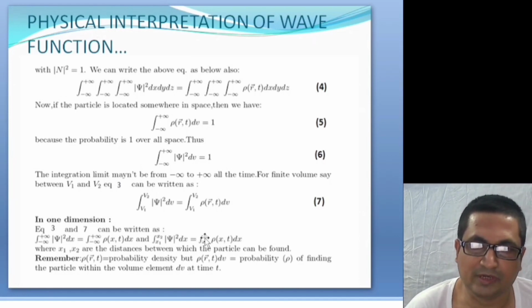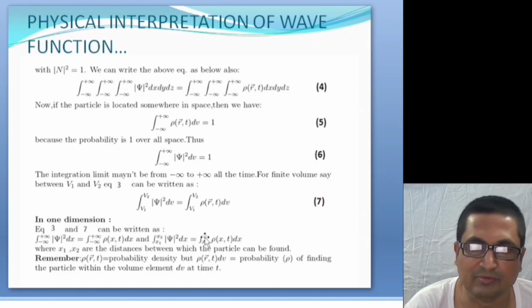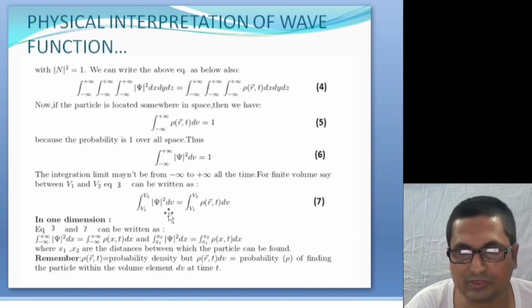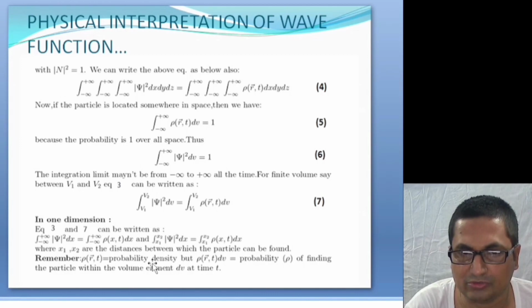So we conclude that the wave function on its own has no physical meaning. It's a complex quantity, but if you take the modulus square of it, it represents the probability density, and if you multiply this modulus square with some volume element, then it represents the probability of finding a particle within that volume element. This is what we have shown here. Rho is simply probability density, but rho dV is the probability of finding a particle within the volume element dV at a particular time t. Also, if instead of dV we put dx, then rho dx will represent the probability of finding a particle within the line element dx at a particular time t.